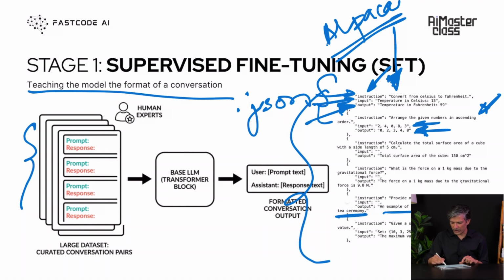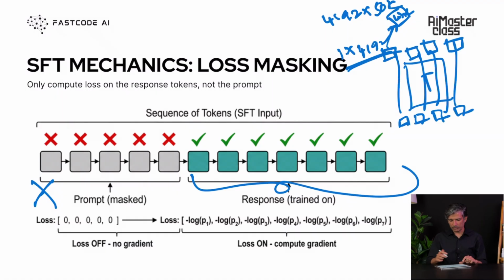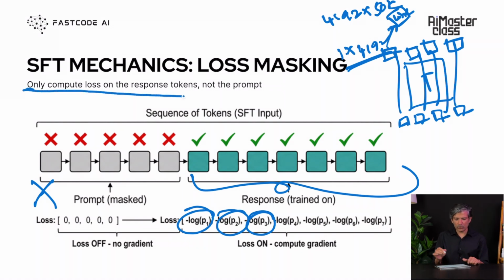So for the prompt and the context, we don't want to minimize the loss. So what we do is take the negative log of the correct class, add all of them up, and then minimize this. And that's all there is in SFT, in supervised fine tuning. So only compute loss on the response tokens, not the prompt.